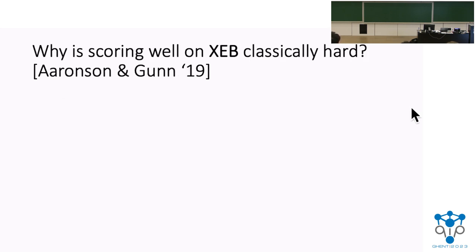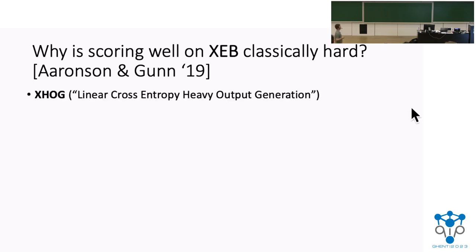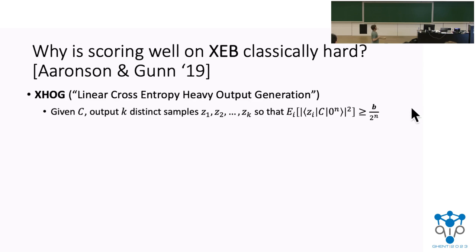Okay, great. So now there's this question, why is scoring well on cross-entropy classically hard? Right? So far we talked about the Hogg benchmark. We asked, why is Hogg classically hard? Well, because there is this Quoth conjecture, which you can believe or not believe, but the point is, assuming Quoth, Hogg is hard. Well, now there's this new task, which we call cross-entropy, which is sampling from a distribution that scores higher than 1, say, on the cross-entropy benchmark. And we can ask, why is that hard for a classical computer? Okay, well, to do this, Aaronson and Gunn first simplify the problem a little bit.